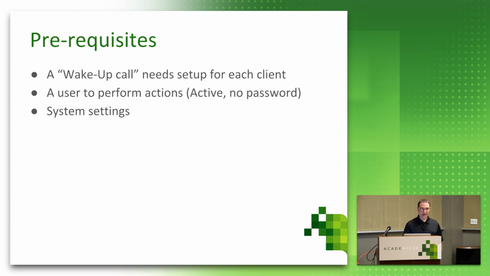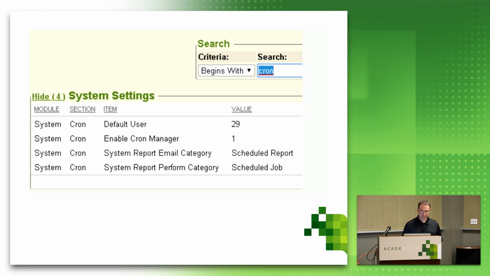That user does need to be active, status of active, but you don't want to set a password. Scheduled jobs doesn't really need to log in with that user. It just needs to reference it. So you don't want a password that someone could try to crack. And then there's a few system settings.